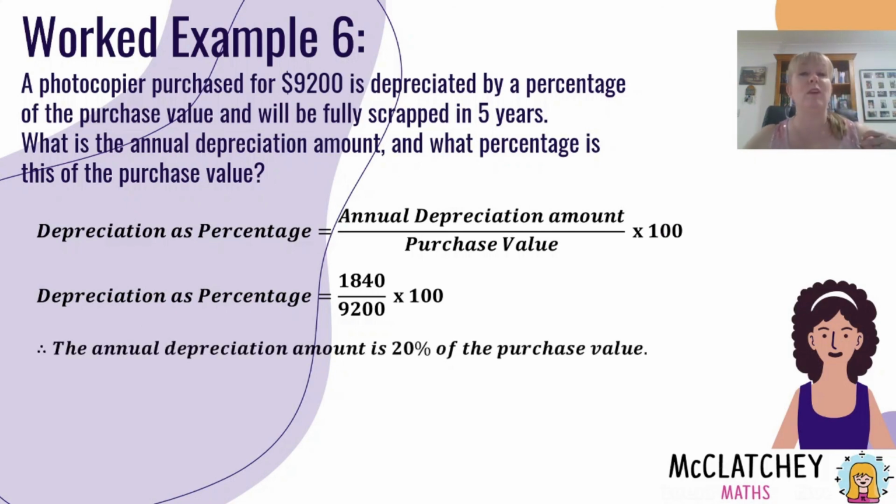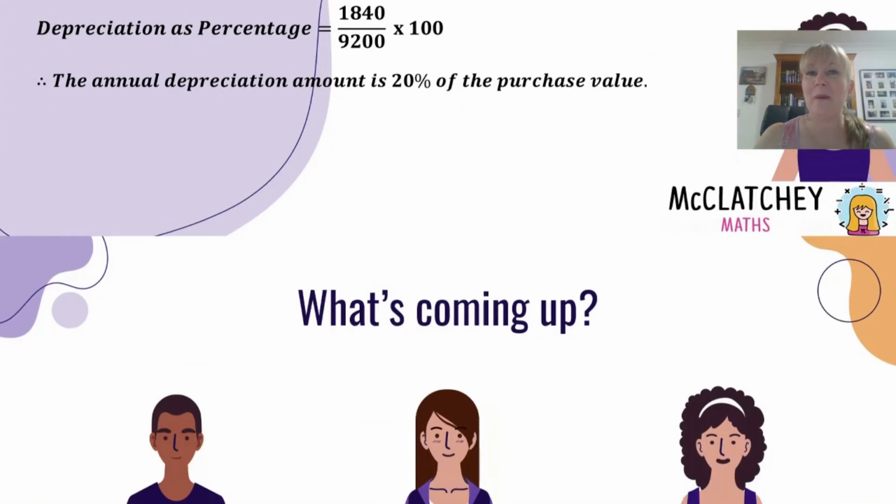This question could have been reworded differently. They might have said a photocopier is purchased for $9,200 and is annually depreciated by 20% of the initial purchase price. So then you would have to work backwards, calculate 20% of 9,200. You'd find that was $1,840, and that's the amount you depreciate by every year, not 20% of the previous value, but 20% of the purchase value. I'm going to do some questions like this when we get to complex later on so that you can retest these skills with that one.